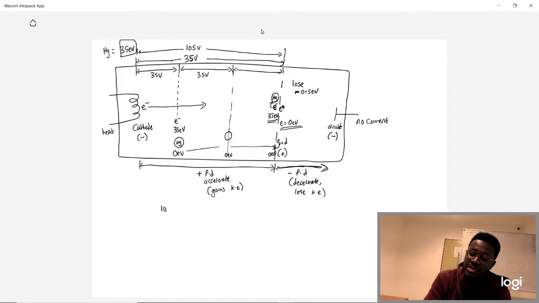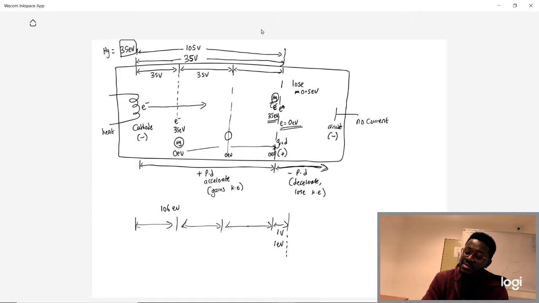If it's 106 electron volt, you can split it into 35, 35, 35, and 1 volt left. So it's going to have 1 electron volt when it gets to the grid, right? So that means it's able to reach the anode. So we have current.